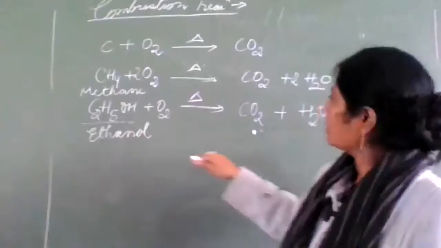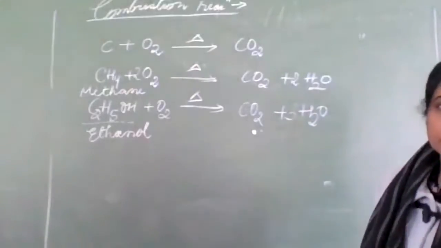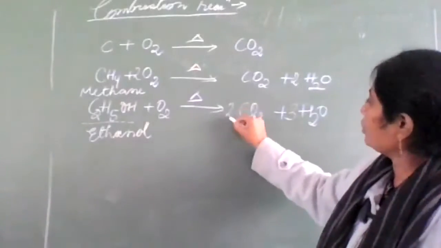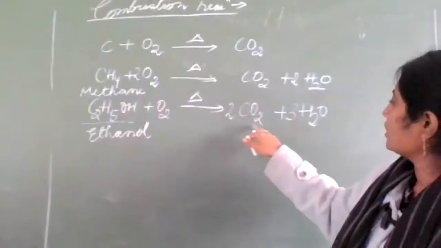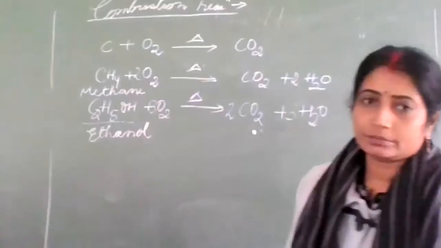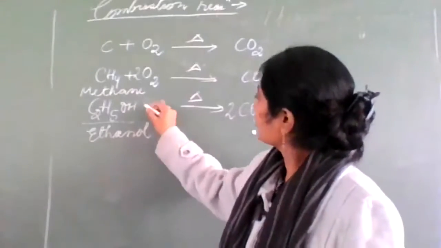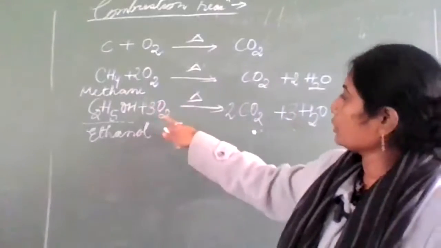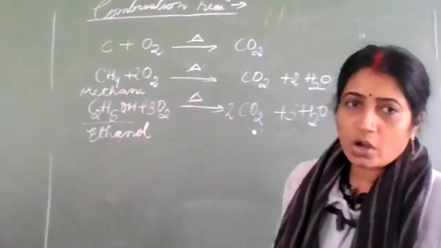So in order to balance hydrogen, carbon is 2, so put 2 here. Now oxygen. So how many oxygen? 4 and 3, 7. तो यहाँ पर हम 3 डाल देंगे. If you put 3 here, then 3 times 2 is 6 and 1 here, 7. It is balanced now.